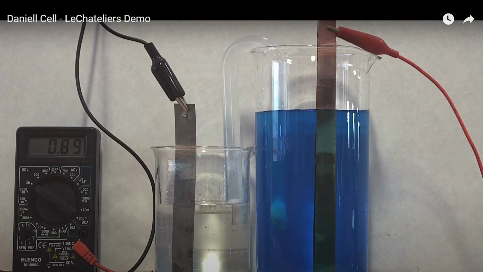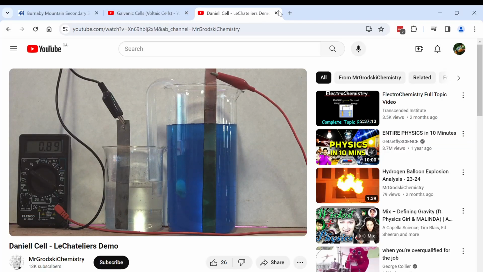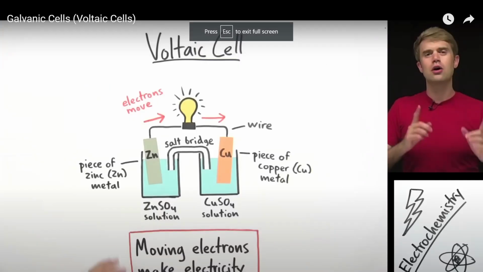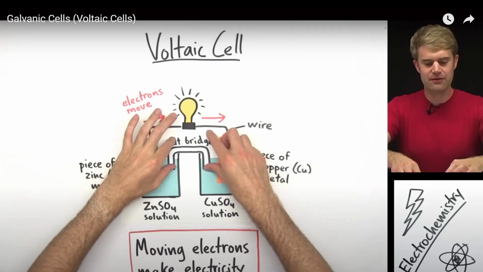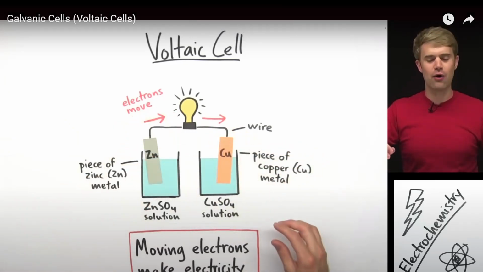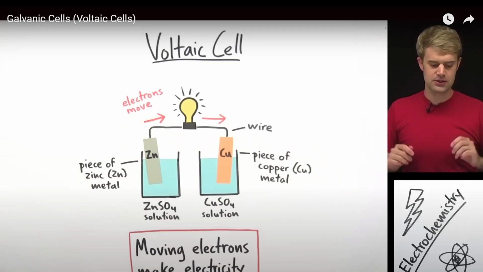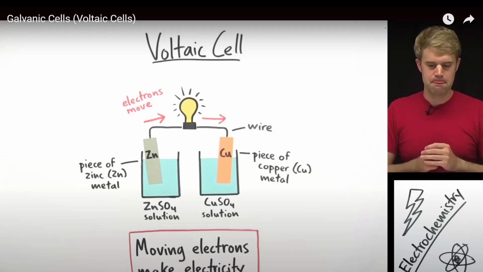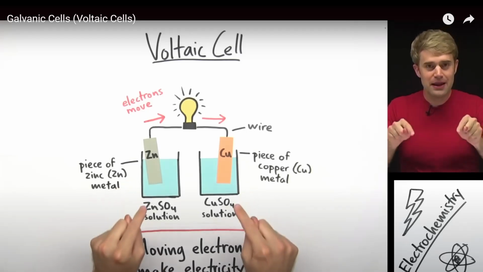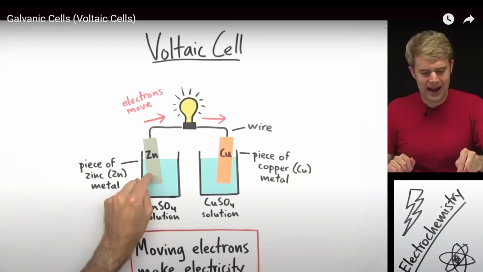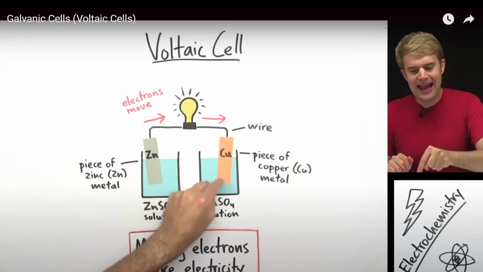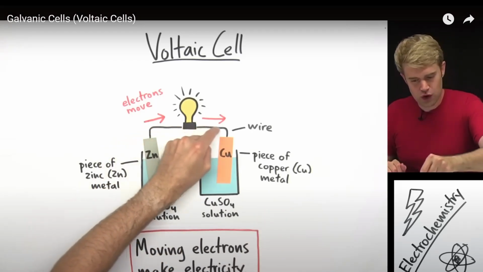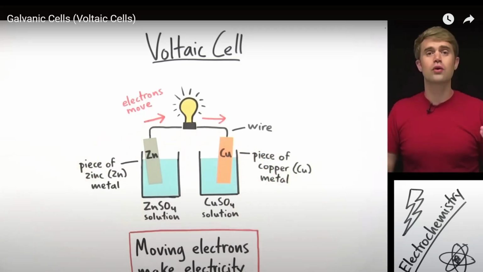Cool. All right. Let's go back to Tyler now. We'll talk more about the salt bridge at the very end of this video, but right now I'm going to leave it out because I want to make sure that we keep things simple. So this is the basic setup of a voltaic cell. Now, I want to zoom in so that we can see the atoms and electrons in the metal and in the solution and understand what's causing electrons to move along this wire and create electricity.